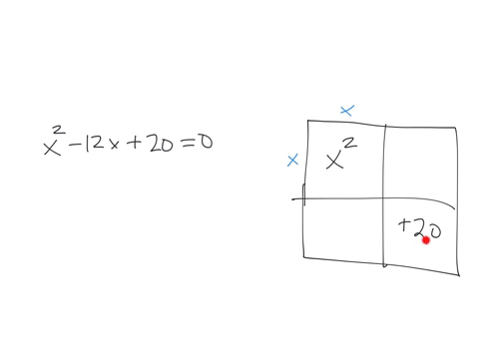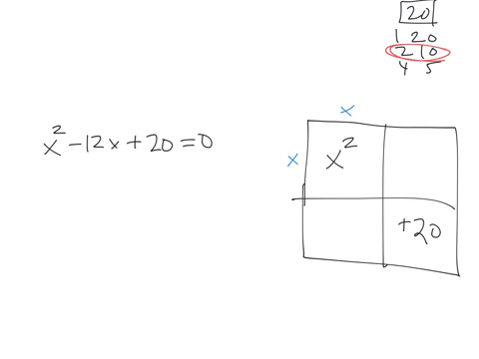Now if we're going to think about 20, it can be 1 times 20, 2 times 10, 4 times 5, and since we know we want our internal numbers to be 12, the only way any one of these three combinations can equal 12 is this guy right here.